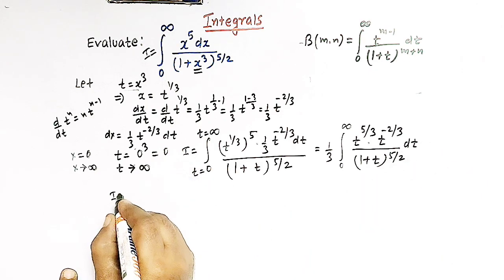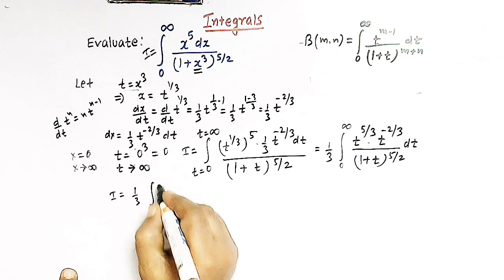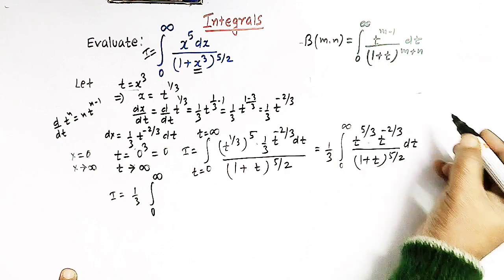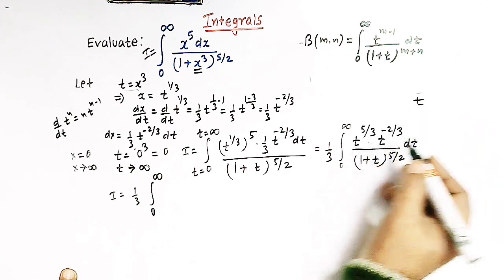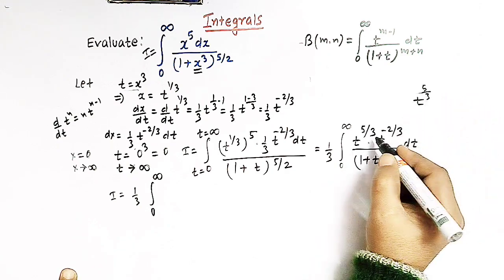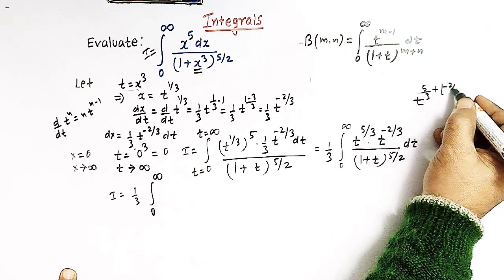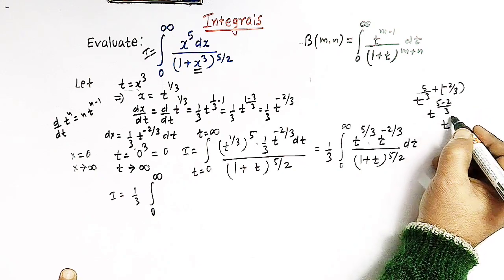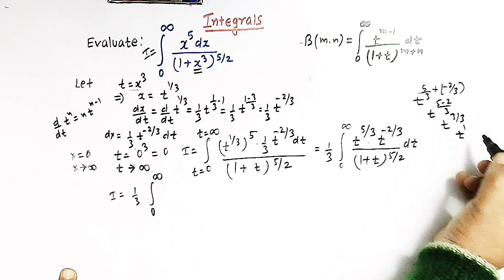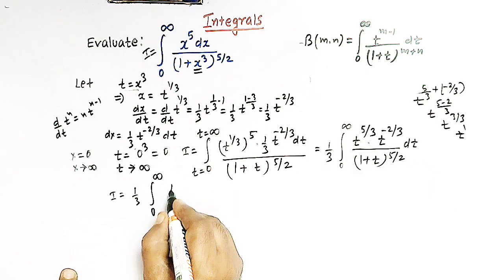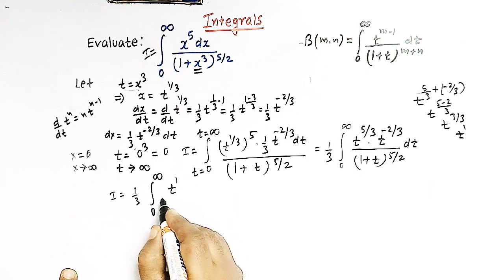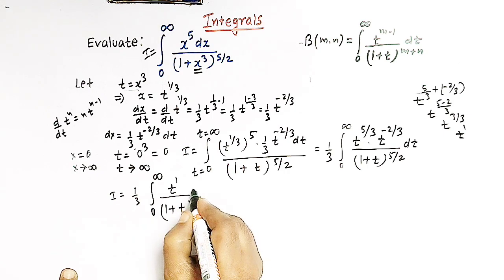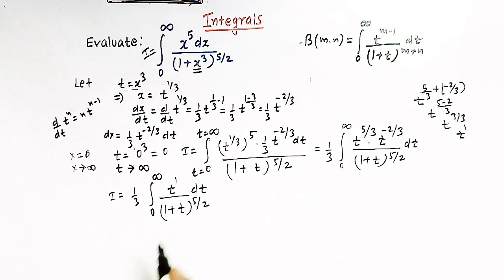So now we can write I is equal to 1 over 3 integral from 0 to infinity, and here we can apply the laws of exponents. The base is the same, so we can add the powers. We have 5 over 3 plus minus 2 over 3, that is (5 minus 2) over 3, that is 3 over 3, and that is t raised to 1. So in the numerator we have t raised to 1, and here we have (1 plus t) raised to 5 over 2 dt.